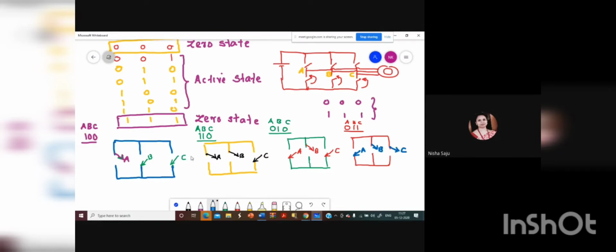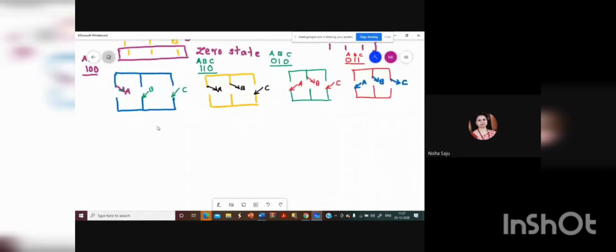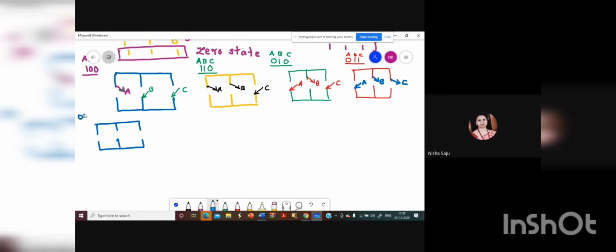If you have 0, 0, 1, how can we mark these points? See, 0, 0, 1. As you can see, you have A, B, C. So A is 0, which means definitely you get the bottom part, connected to the A pole. And B is also the bottom part, connected to the B pole. What about the C pole? The C pole will be connected to the top. So you will get C. This corresponds to your 0, 0, 1.